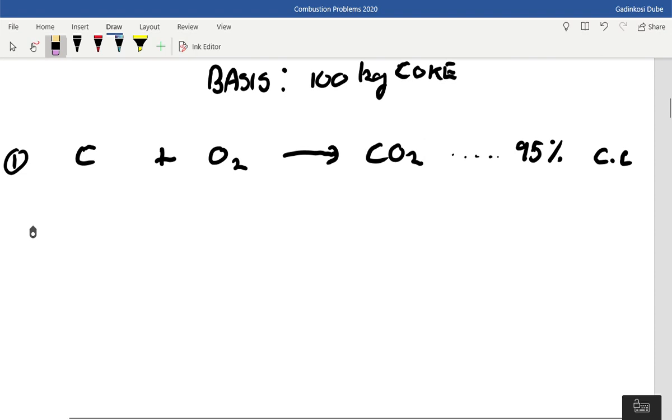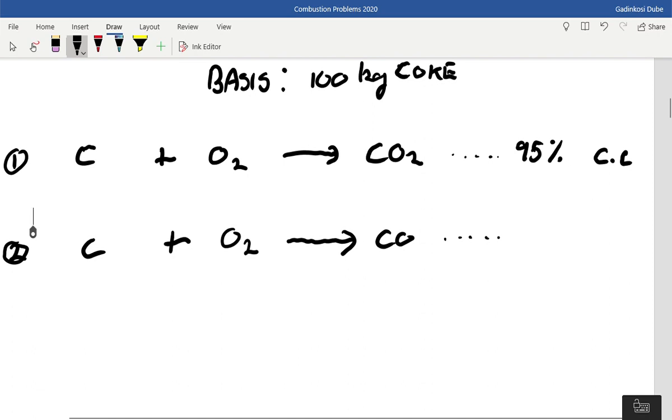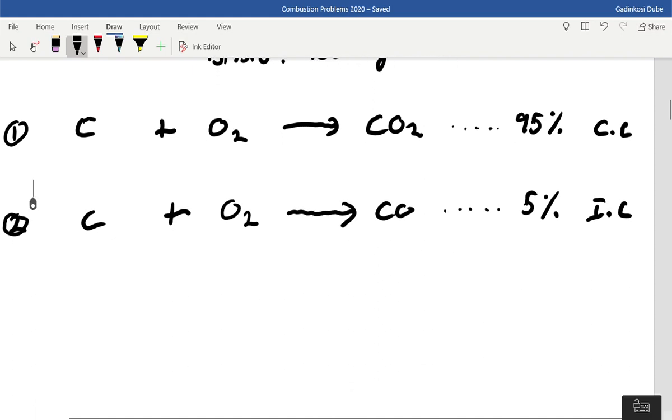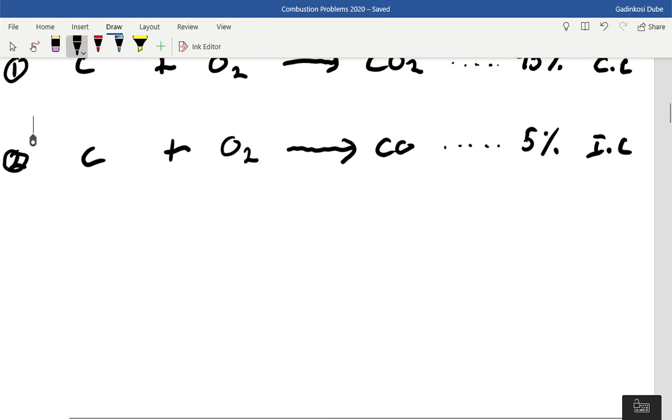The second reaction is given by carbon reacting with oxygen, giving us CO, and that is given in the statement as 5%. This is incomplete because it liberates carbon monoxide. Any reaction that liberates carbon monoxide, you know that that reaction is incomplete, or it's partial combustion. And then our third reaction is the hydrogen that burns. Now remember that hydrogen is a diatomic element in nature, so when you write it in the equation, it must be H2, not H, because it's a diatomic molecule.